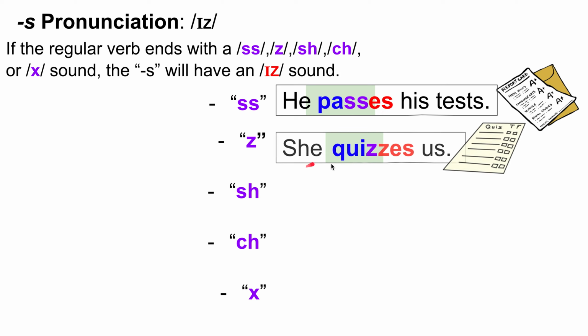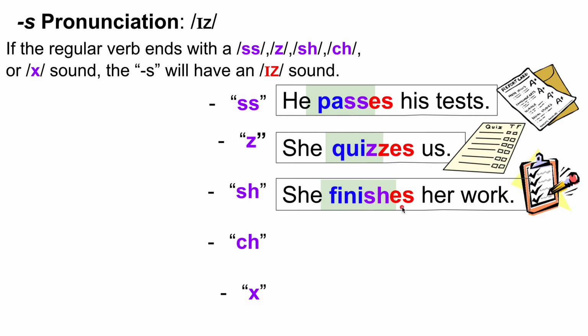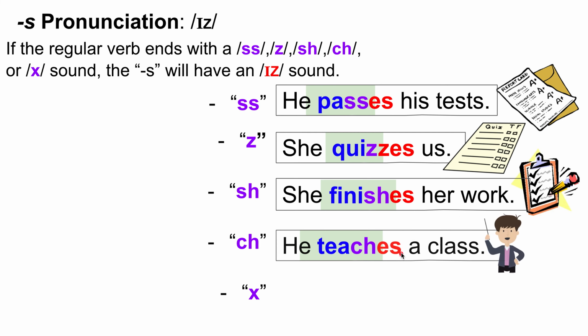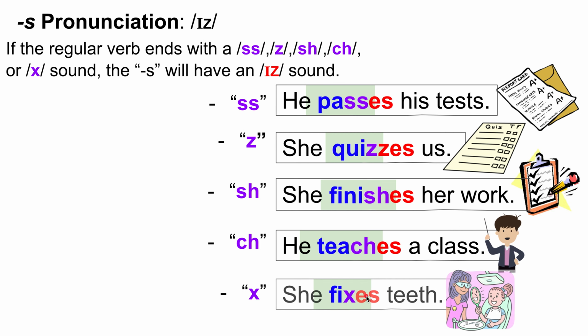Quiz. She quizzes us. Then we have finish. Okay, we have sh, we add es. Okay, and the es is pronounced as an iz. She finishes her work. Then we have teach, we have ch, so we add es, and the es is pronounced as an iz. He teaches a class. And then we have fix. Again, we have x, so we add es, and this es is pronounced as iz.